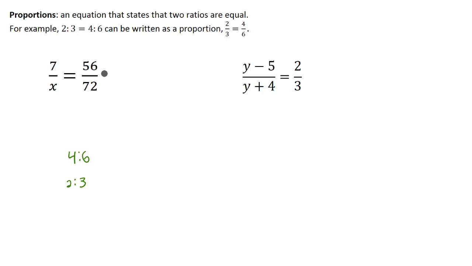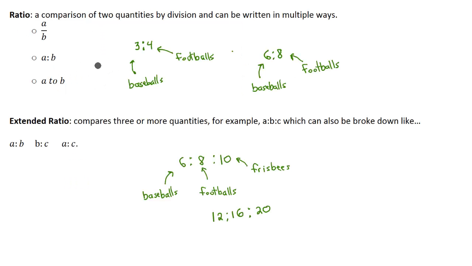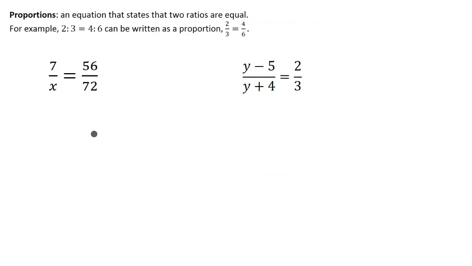It's just like the same example as back here when we had the baseballs and footballs. Well, we have 3 to 4 right here, 3 baseballs to 4 footballs. Well, it's the same thing as having 6 baseballs to 8 footballs. They're equivalent. We have more of all of them here, but that ratio is still equivalent. Now that you know what a proportion is, there's going to be situations where we have to find a missing variable when there's a proportion in front of us.